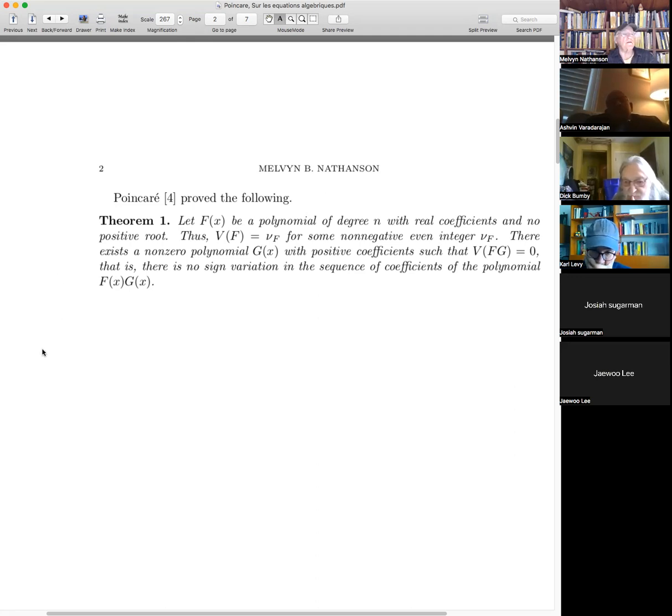So there's this strange theorem of Poincare, which says the following. Well, actually, there are two theorems that I'll state. He doesn't express it like this, but this is what he proves.